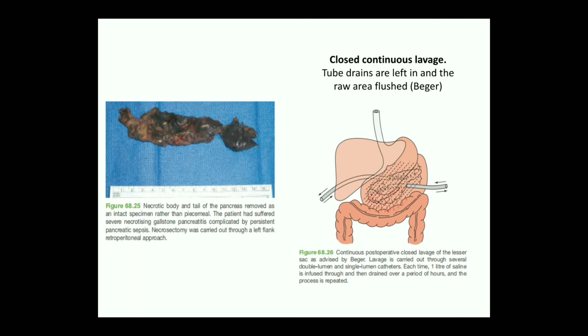So basically, two drains are left in the operative area. There are two tube drains, and through one drain we irrigate, and through the other drain the fluid comes out. So this is continuous postoperative closed lavage of the lesser sac as advised by Beger. Lavage is carried out through several double lumen and single lumen catheters. Each time 1 liter of saline is infused and then drained over a period of hours, and the process is repeated. So this is Beger's technique.